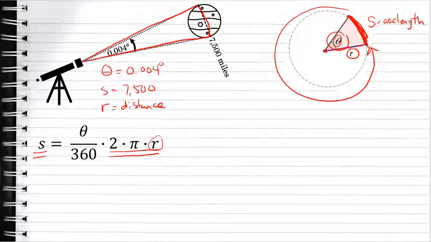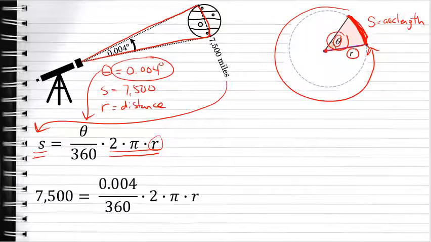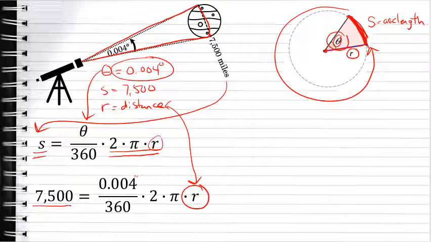In our case, the central angle is 0.004, and the arc length is 7,500. Performing those two substitutions, this formula becomes 7,500 equals 0.004 divided by 360 times 2 pi r. And all that remains to find r, which is the current distance from Earth to Venus, because that distance changes, is to perform a few computations.